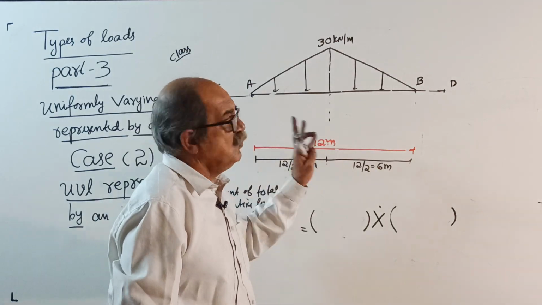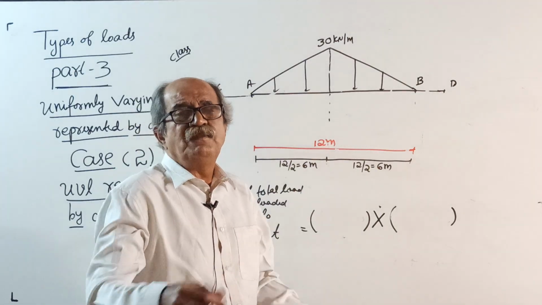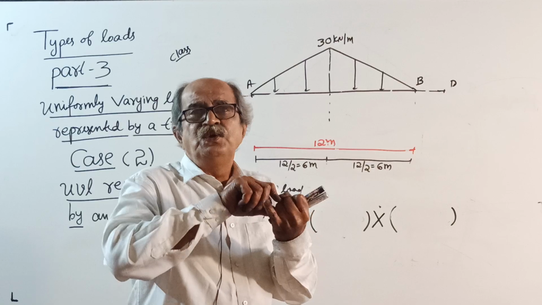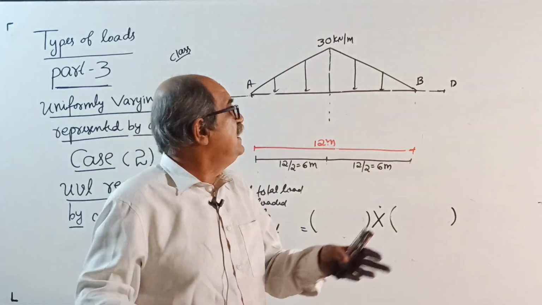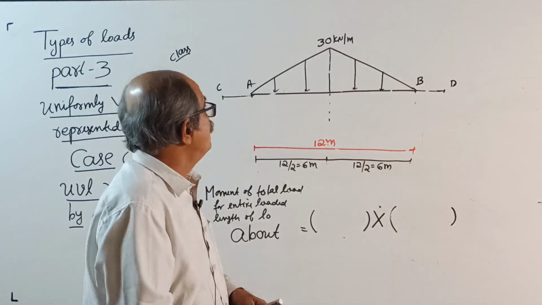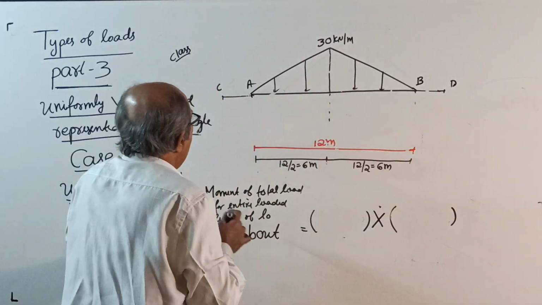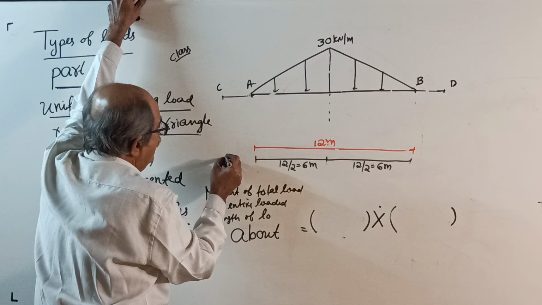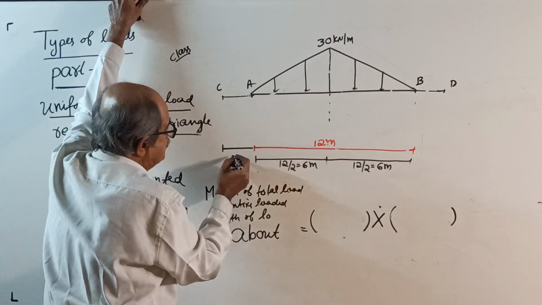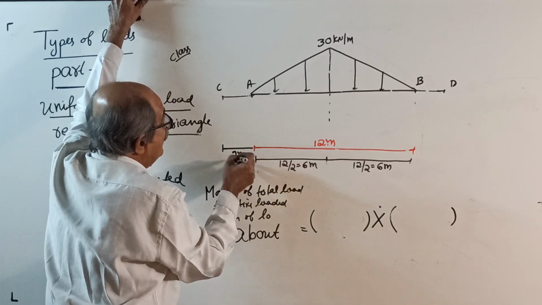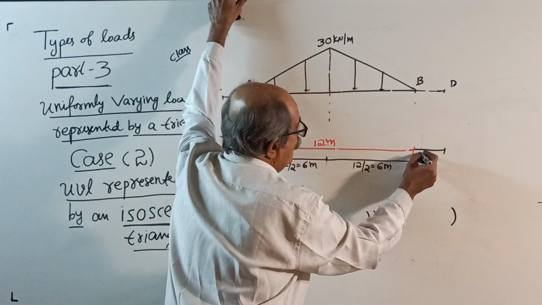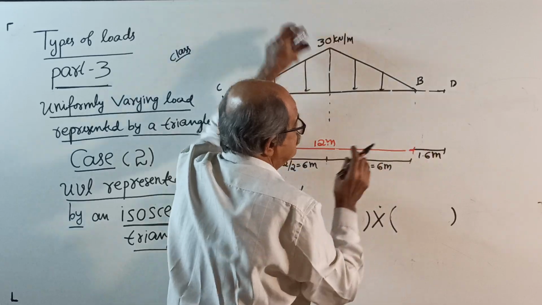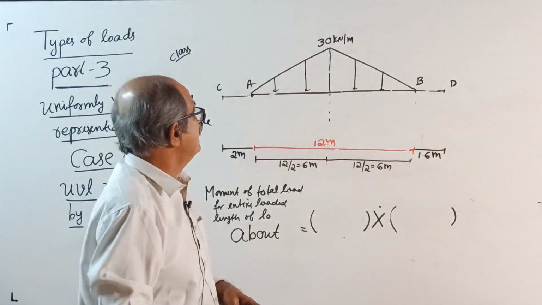Now, what do we want? Same: one, magnitude; two, direction; three, line of action location. We want the moment about points A and B, and one more point to the left of A by some random distance, 2 meter. One more point to the right of B, say by 1.6 meter, random. Okay, start.